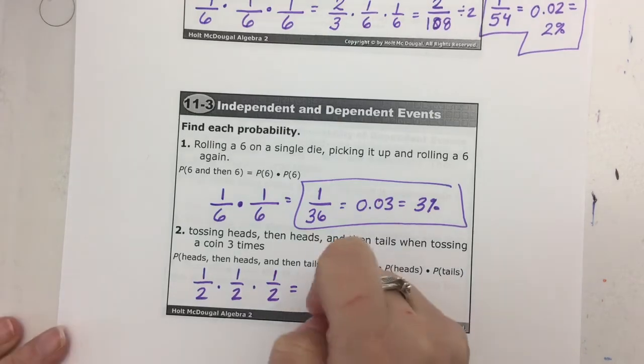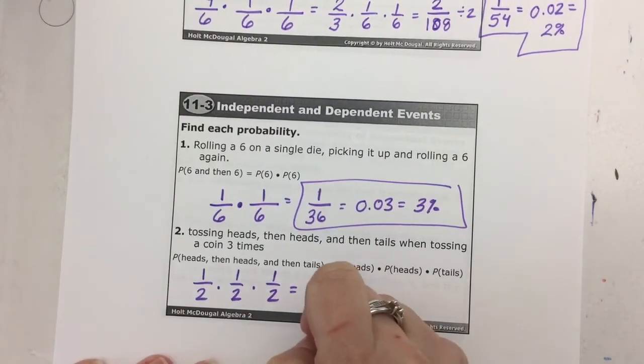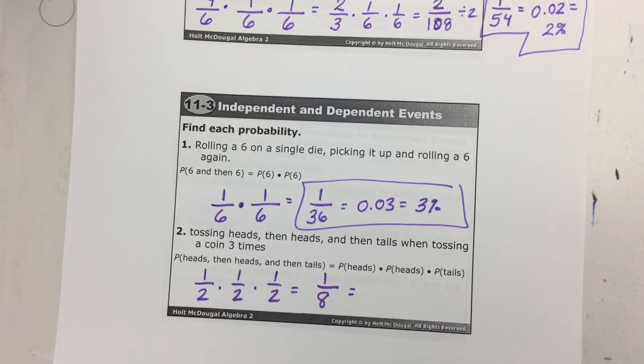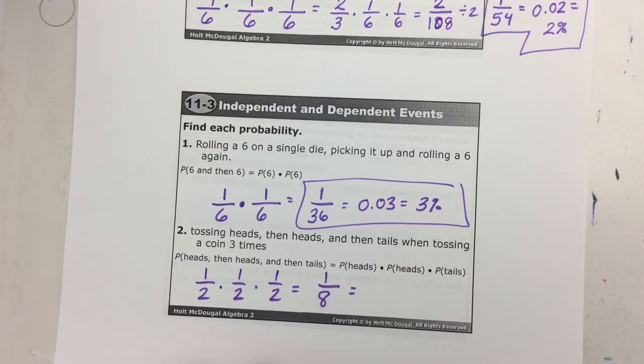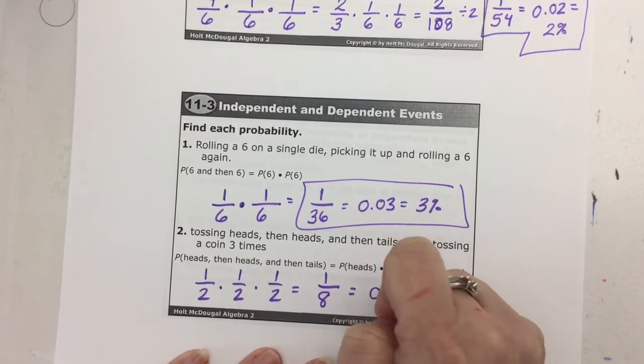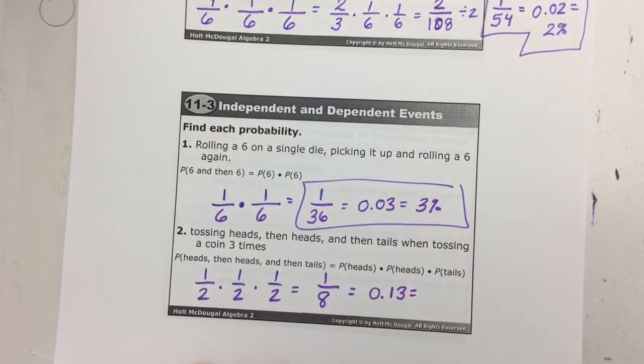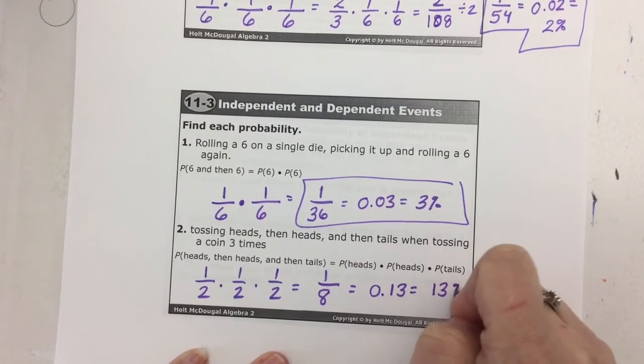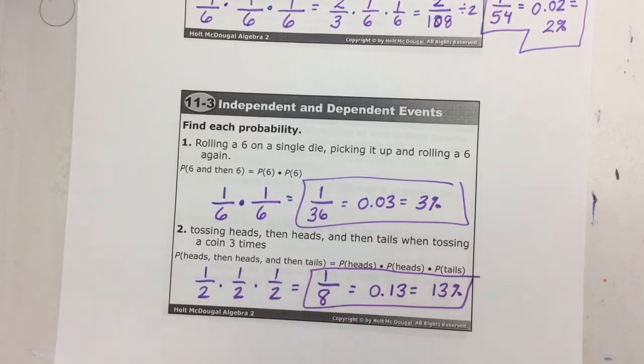Top times top times top is 1. Bottom times bottom times bottom is 8. 2 times 2 times 2. There's my ratio. Turn it into a decimal. It's 0.125. So if I'm going to continue with my pattern of rounding to the 100th, I can go to 0.13. So there would be a 13% chance of flipping a coin, getting heads, then tails in that particular order.